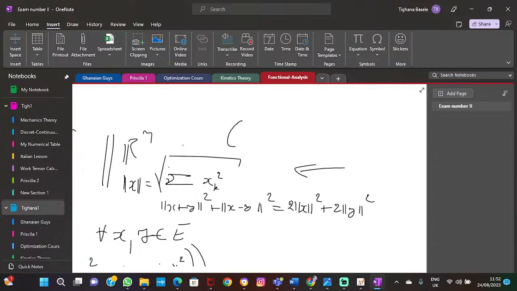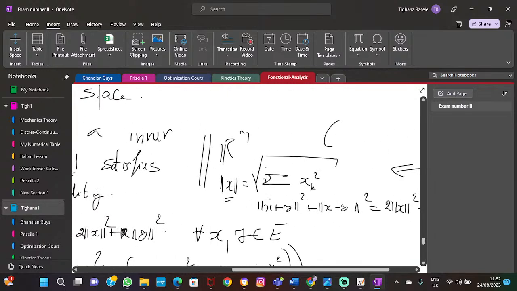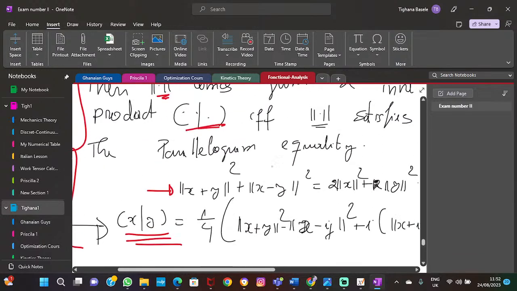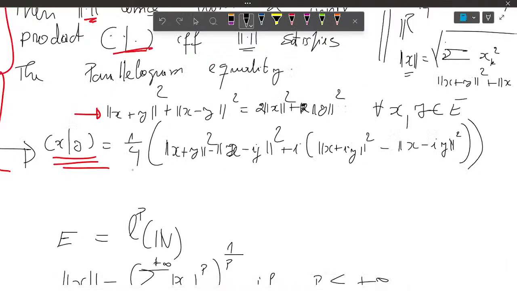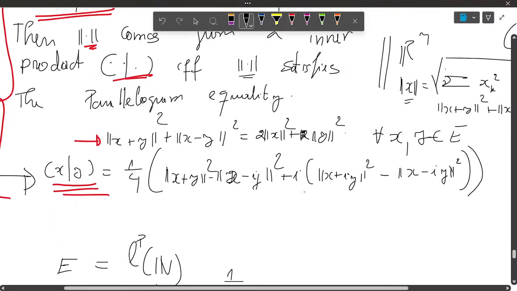Even though we started by defining the inner product in Rn, then defined the norm from that inner product and proved the Cauchy-Schwarz inequality, we could also start by defining the norm this way and then come back to the inner product using this parallelogram equality. So if you have a normed space that satisfies this parallelogram equality, then this norm comes from an inner product, and that inner product is given by this.